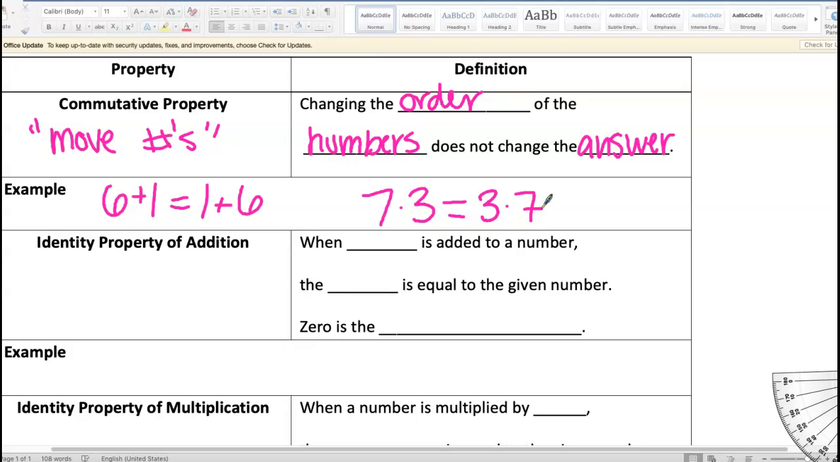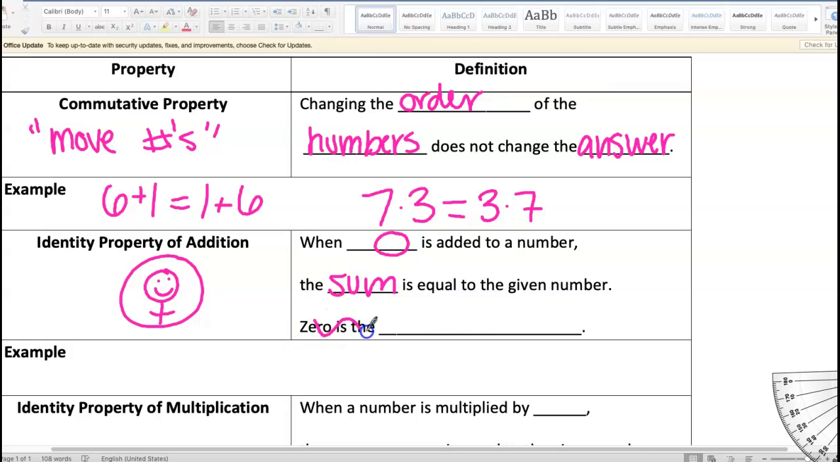Okay, the next one is the identity property of addition. So I want you to draw a mirror and then draw a person in the mirror. So your identity is who you are, right? So when you look in the mirror, does that change who you are? No. Same thing with the identity property of addition. What number can I add and the other number won't change? 0. When 0 is added to a number, the sum is equal to the given number.